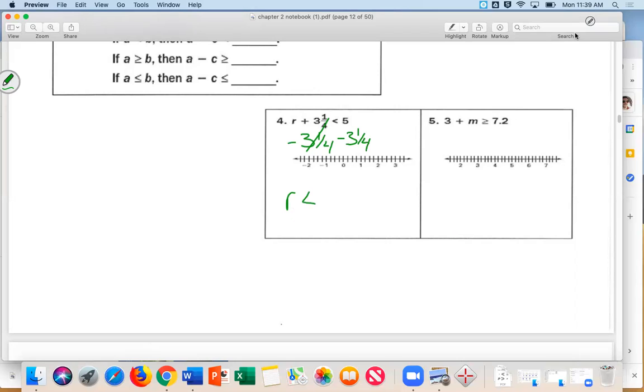I'll be left with $1 and 3/4. Now I look at this. I have 1, 2, 3, 4 marks in between 1 and 2. So it's going to be an open circle at 1 3/4. I'm not eating the R, so I shade to the left.